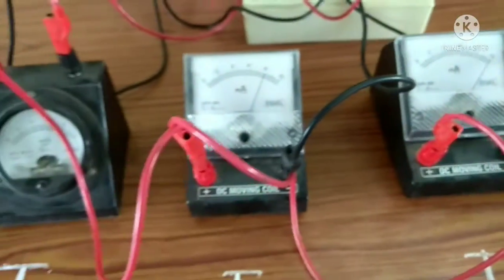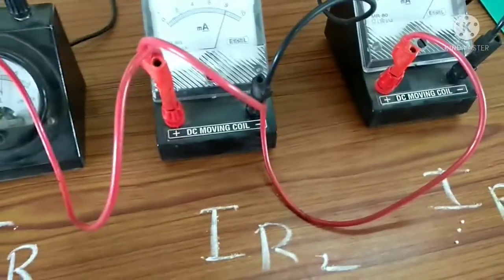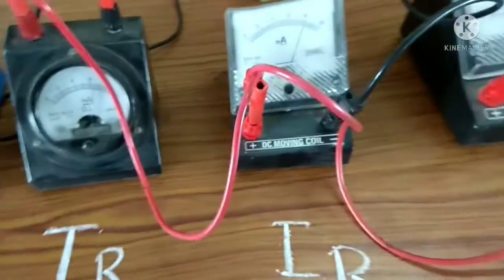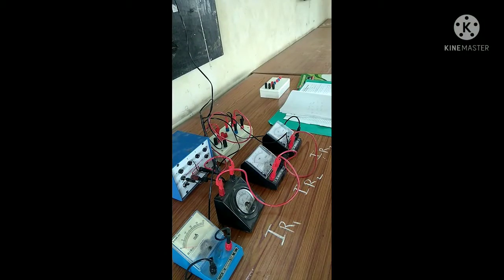So in this way now we check the total current, is it equal to IR1 plus IR2 plus IR3. Hello friends, now we see the experimental arrangement for Kirchhoff's current law.